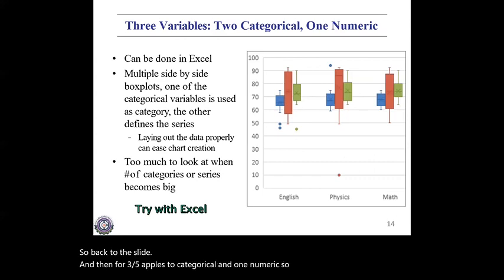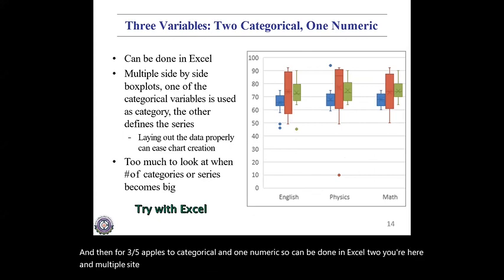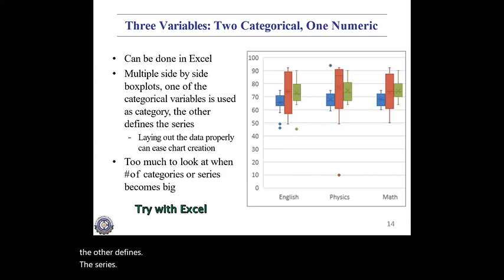It can be done in Excel too, and multiple side by side box plots. One of the categorical variables is used as the category and the other defines the series. And we can also try it in Excel.